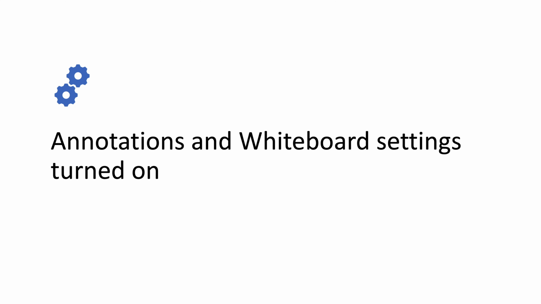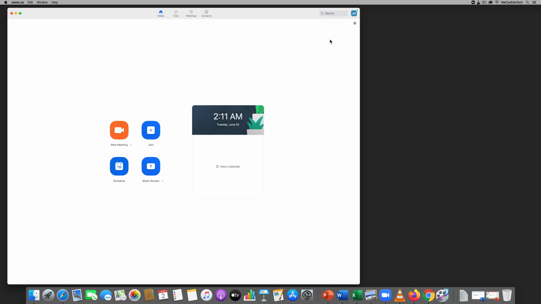First, we will make sure that the annotation and whiteboard settings are turned on. You can access your annotation whiteboard settings via your Zoom web client. Now, how can you access your Zoom web client? Well, you can do that in a few ways.